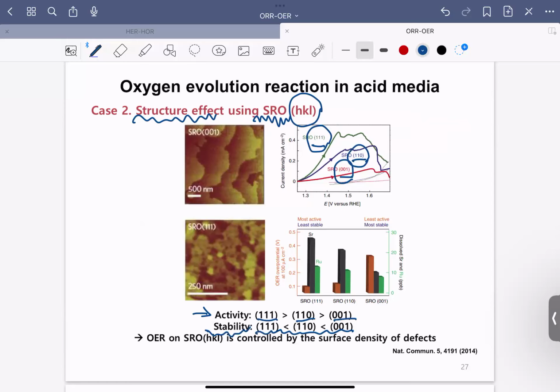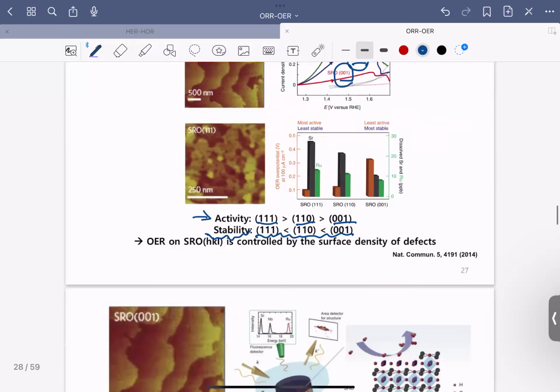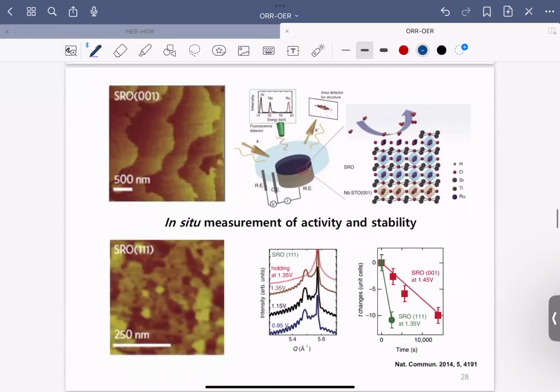But we already observed in case study one, under that monometallic system, that there is still a certain trend between the activity and the stability during the reaction condition. So for confirmation of that stability, people figure out how the surface can be collapsed or reconstructed by the dissolution during the reaction condition.